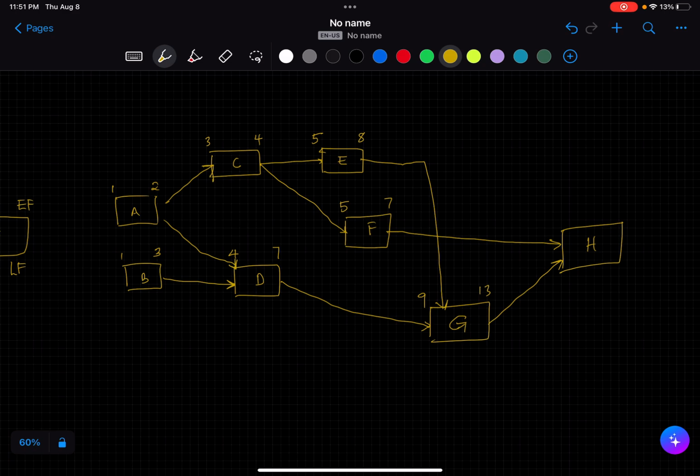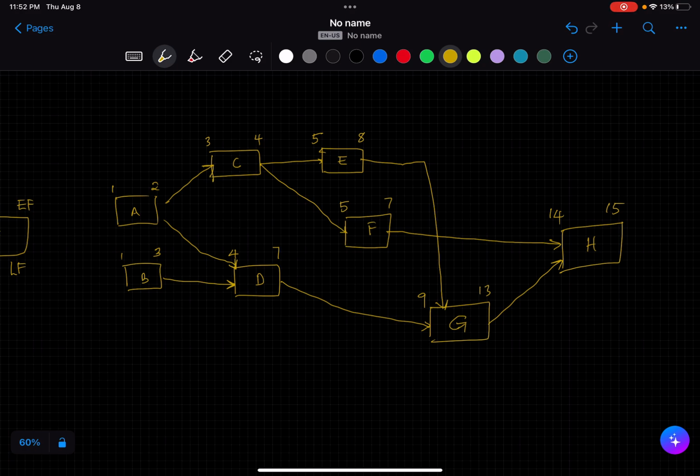Even though F finishes by 7, H has to wait until G is completed. So the earliest that G can start is 14, right? And this will go up until 15. Okay, so we've done the forward pass. What we've just done is the forward pass. With the forward pass, we're able to get our early start and early finish dates.